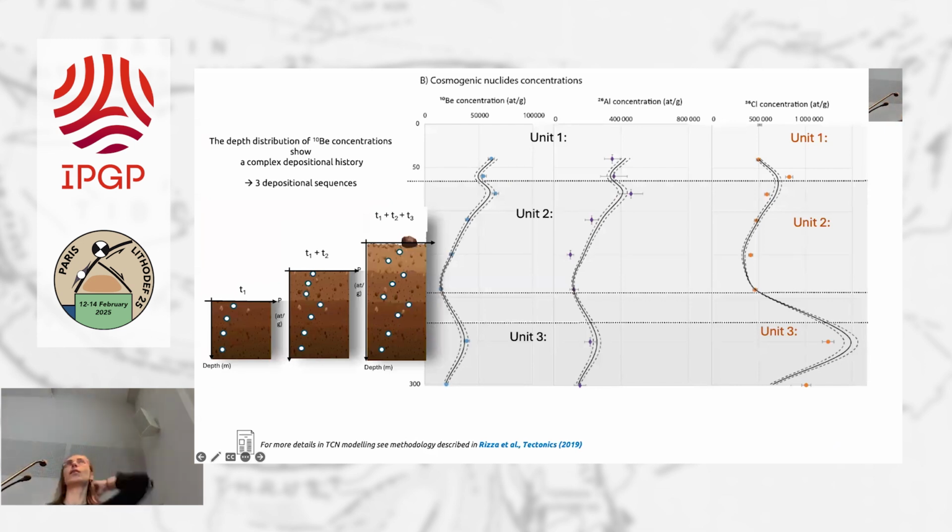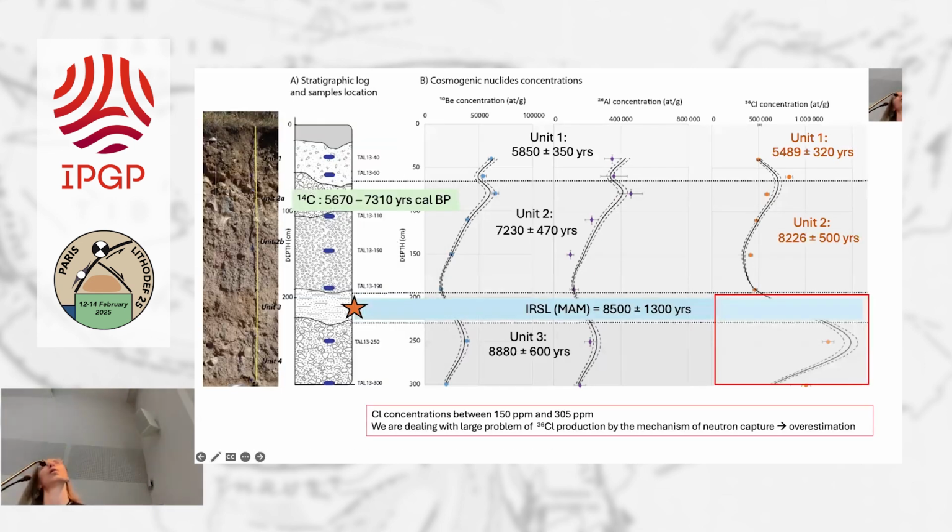First of all, in the profile, I don't have one single exponential decrease. I have, in fact, 3 exponential decreases. So I have to model the profile in 3 different steps. Doing that, we have very good agreement between beryllium and aluminium, and also with the chlorine for the first 2 units of the profile. I have some difference at the bottom, but it's because here in my samples, the natural chlorine concentration was really high. So I'm not really sure about the production for the 36 chlorine.